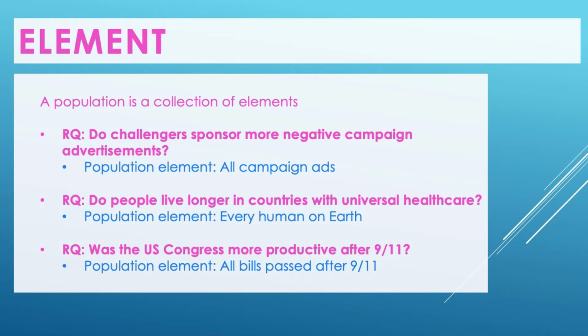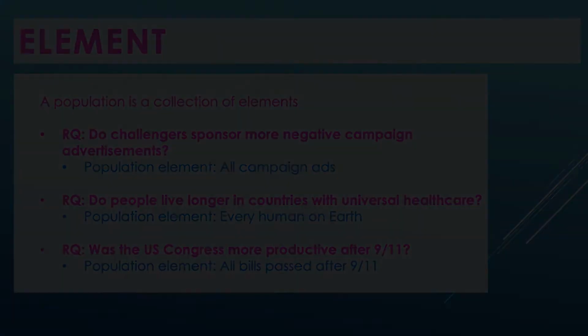And then research question number 3: was the United States Congress more productive after 9/11? Here, the population element would be all bills or all legislation that passed after 9/11. This one might be a little bit more feasible to work on. Congress doesn't pass that many laws each year, but nonetheless, the population element here would be all bills passed after 9/11. So those are the elements. Again, think of them like the rows in your data set. Those are your sample elements.